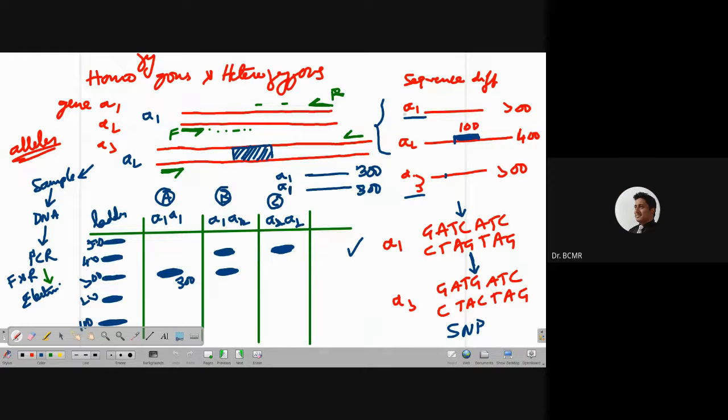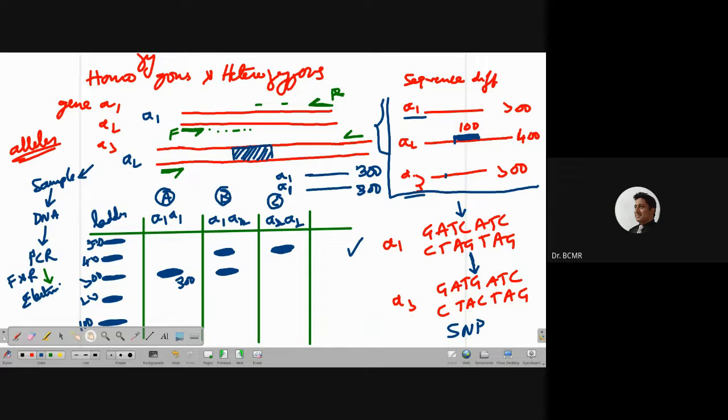Let me try. I have given three scenarios here: alleles of gene A, which are A1, A2, and A3. In that, we are assuming this one is normal. This one has a 100 base pair insertion, and A3 has a single nucleotide polymorphism or point mutation, a substitution. Unless there is any other change that we don't know of, and if we are sure we designed the primers in this way, you should not have other bands.